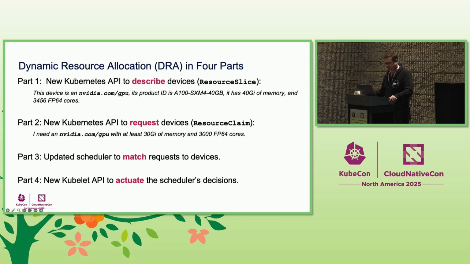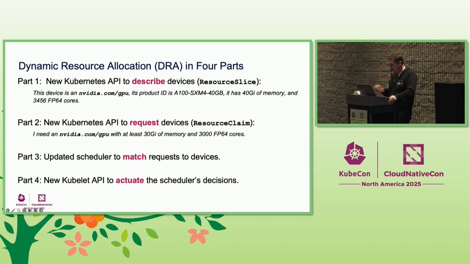The other two parts of DRA are kind of the follow-on machinery that comes with that new describe and request API. The scheduler has to be able to resolve that request based upon what was described, and then the kubelet has to be able to actuate that request on the node. So those are the other two parts of DRA.